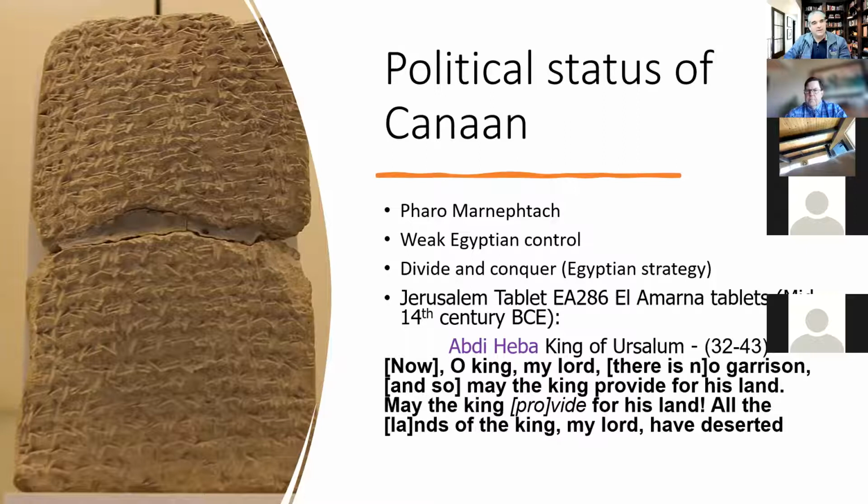Imagine if you are a king, let's say Abdi Chefa, the king of Jerusalem. You sit down on your throne in Jerusalem and you say, okay, this guy named Joshua is invading. Egypt is not going to come to my aid. This is my time to shine.